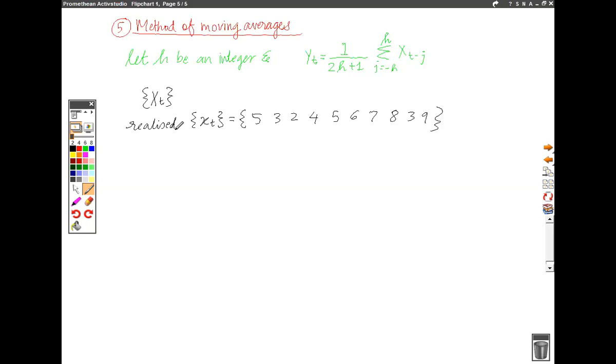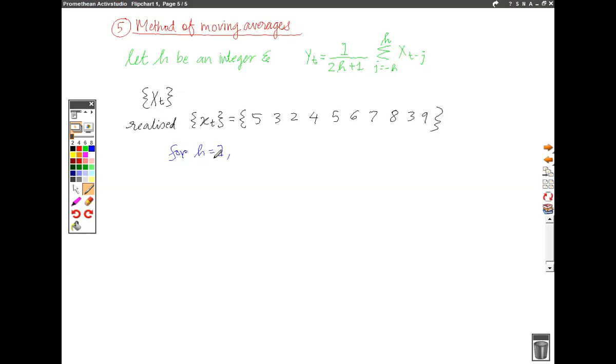So let us now see that, let's say, for h equal to 1, I'll let you guys know what this h is and why do we have this kind of expression. But yeah, let us bear with that for now, and let us try to understand the core concept of moving average first.